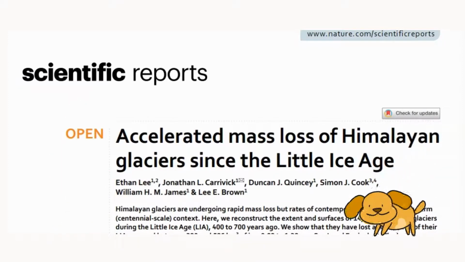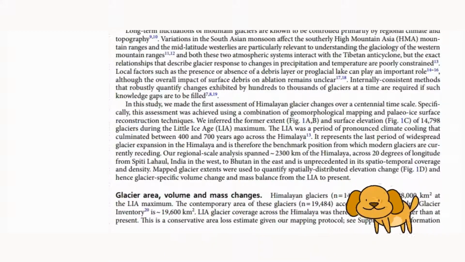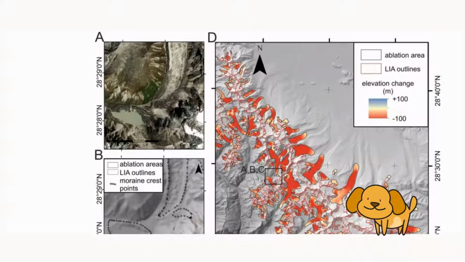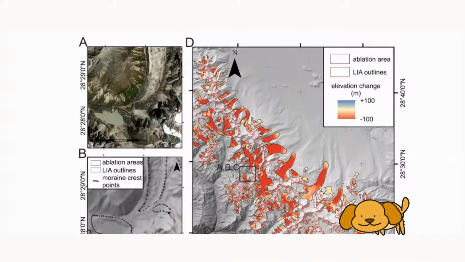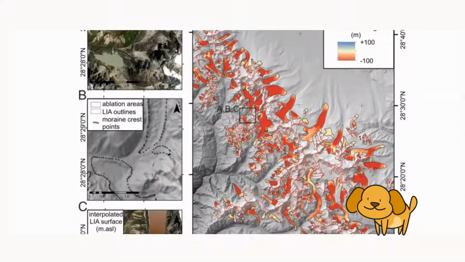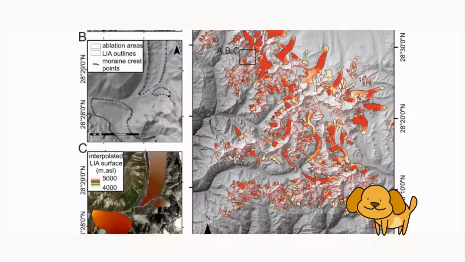There has been no consideration of whether the magnitude and rates of glacier mass loss, presently reported across the Himalaya, are unusual in a longer term or in the centennial scale context. Long-term fluctuations of mountain glaciers are known to be controlled primarily by regional climate and topography. In this study, the researchers made the first assessment of Himalayan glacier changes over a centennial time scale. Specifically, this assessment was achieved using a combination of geomorphological mapping and paleo-ice surface reconstruction techniques.